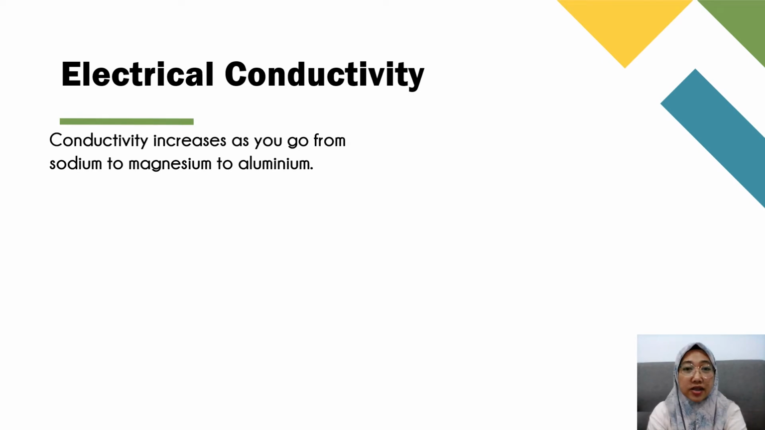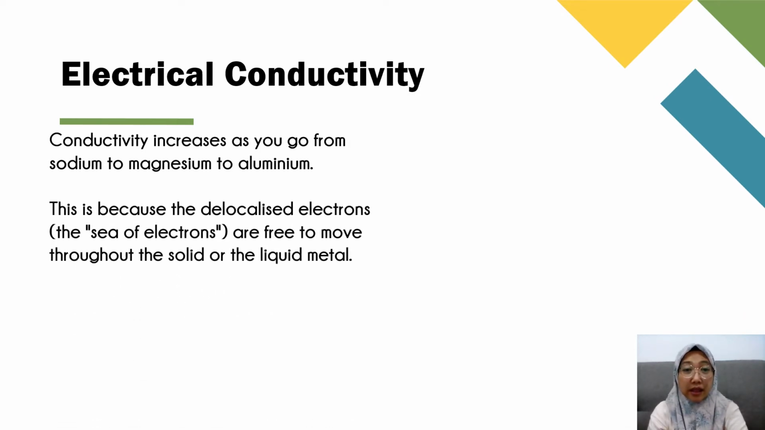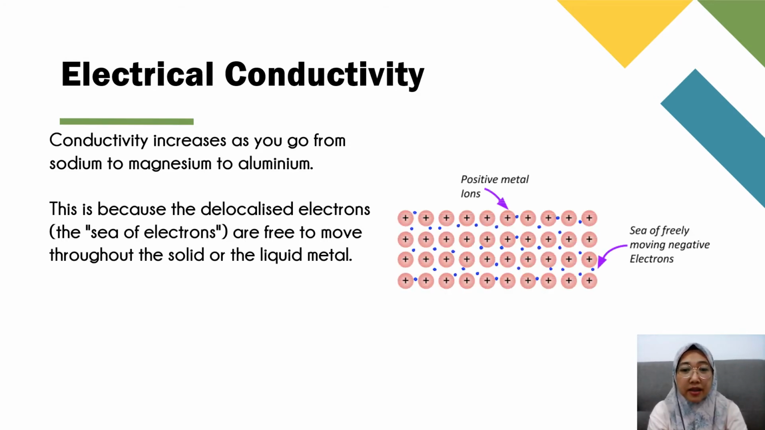Okay, next physical properties is electrical conductivity. Conductivity increases as you go from sodium to magnesium to aluminium. Okay, ni sebab dia metal lah. So metal dia boleh conduct electric. Okay, because of the delocalized electron. The sea of electron are free to move throughout the solid or the liquid metal.